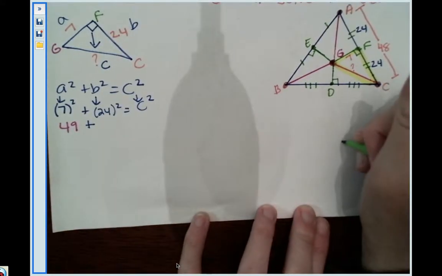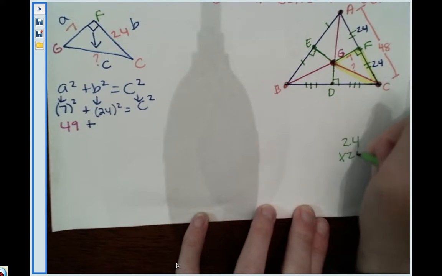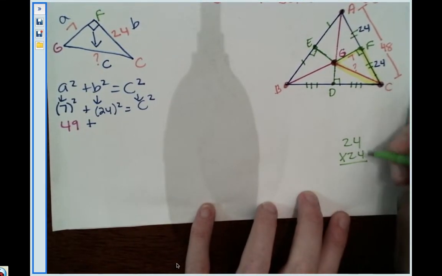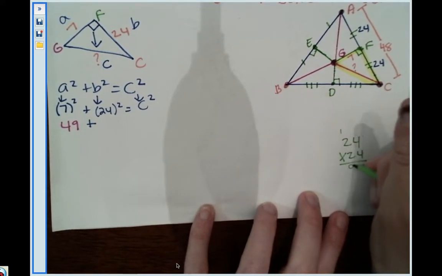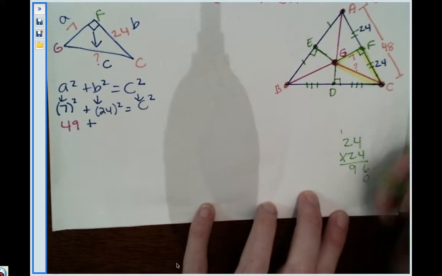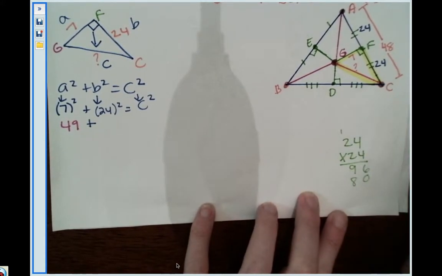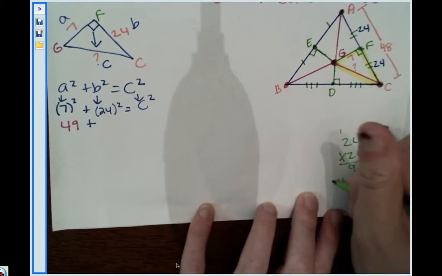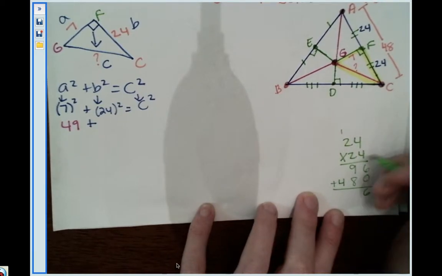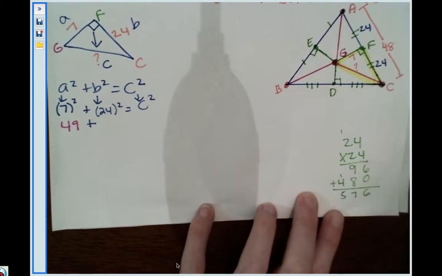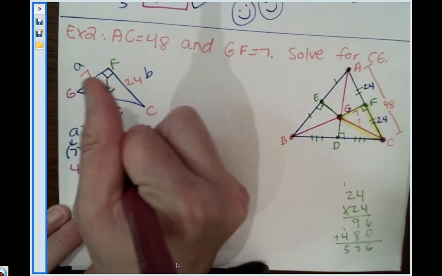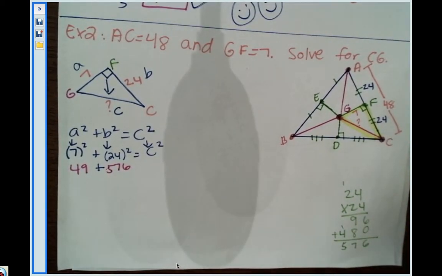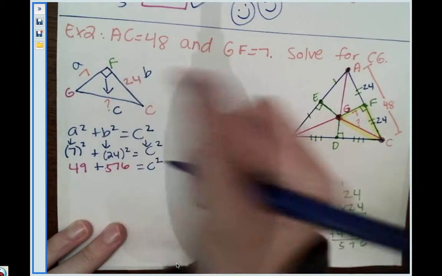So 24 squared is 24 times 24. So let's solve this real quickly. 4 times 4 is 16. Carry the 1. 4 times 2 is 8, plus 1 is 9. Drop the 0. 2 times 4 is 8, and 2 times 2 is 4. And this will be 576. So 24 times 24 is 576. Nice. And that's going to equal C squared, which we're solving for.